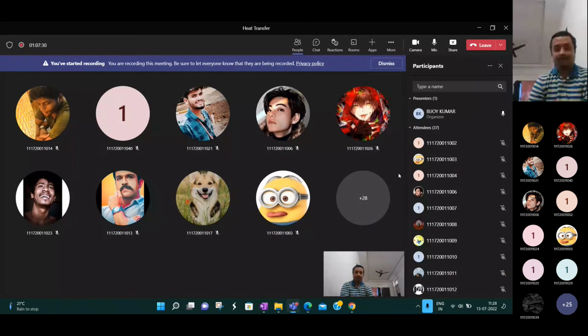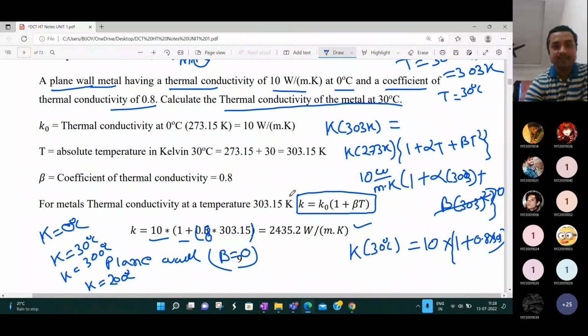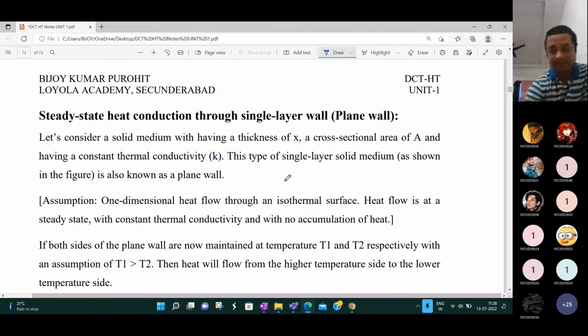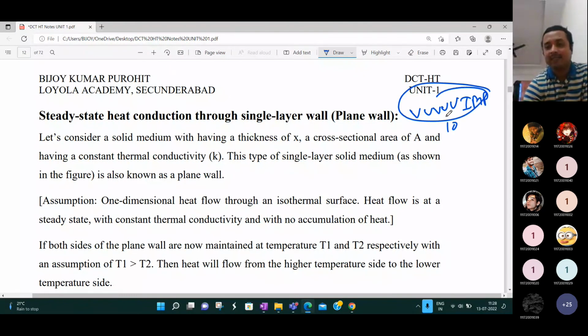In the next hour, we'll discuss a very, very, very important 10 marks question. If you understand this 10 marks question, you can relate it to another 2 marks question. If you understand this answer, then another 10 marks question in unit 1 follows the same pattern. So this is the basic understanding.